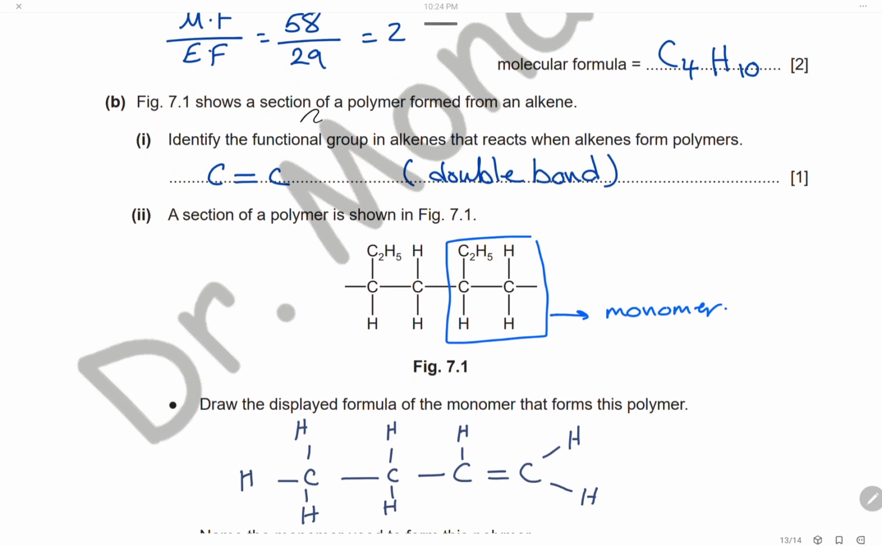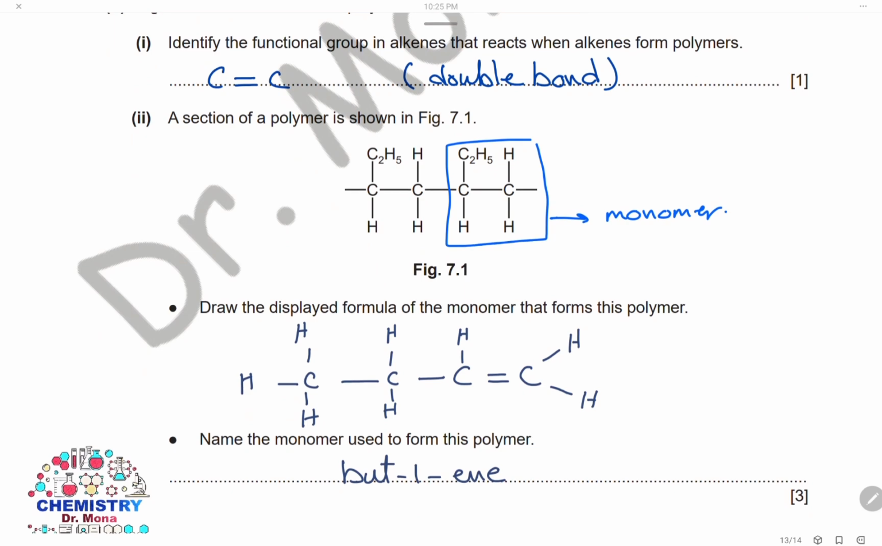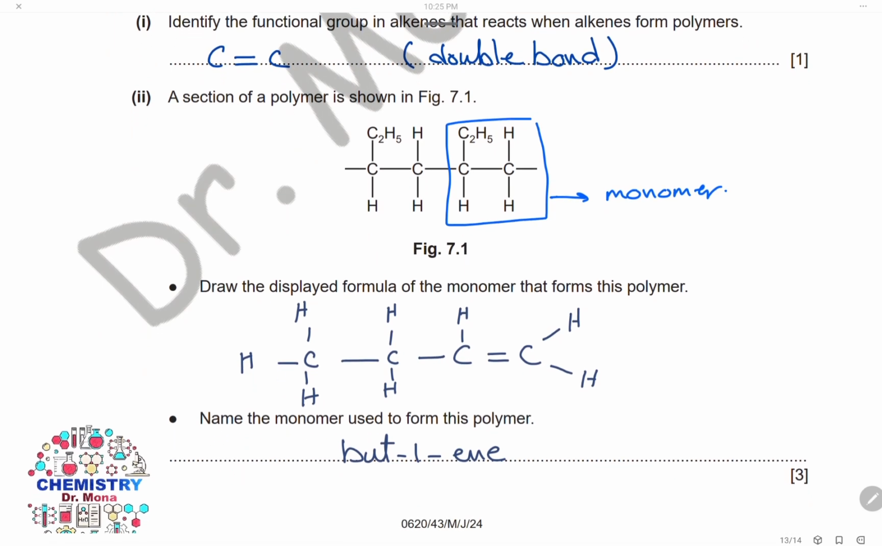Figure 7.1 shows a section of polymer formed from an alkene. Identify the functional group in alkenes that reacts when alkenes form polymers. Of course, the functional group is the double bond, the carbon-carbon double bond. Here we have a section of a polymer shown in figure 7.1. Draw the displayed formula of the monomer that forms this part.